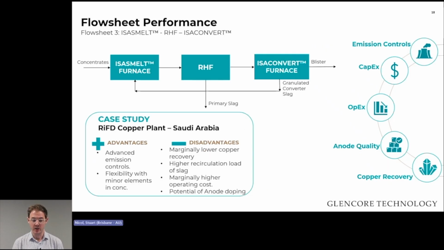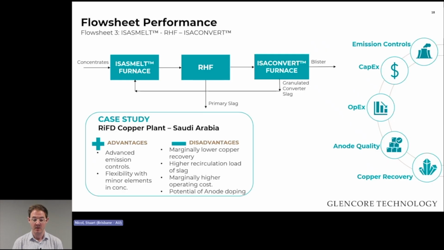Another flow sheet is what we have included for the Rifa copper plant in Saudi Arabia. So this is the Isasmelt furnace with the rotary holding furnace and the Isaconvert furnace. This particular flow sheet has very good fugitive emissions because it uses the continuous converting technology of the Isaconvert furnace. It doesn't have a Pearsmith converter aisle.